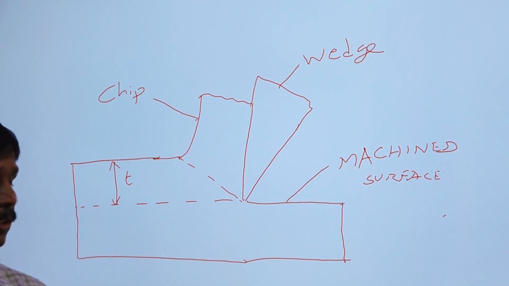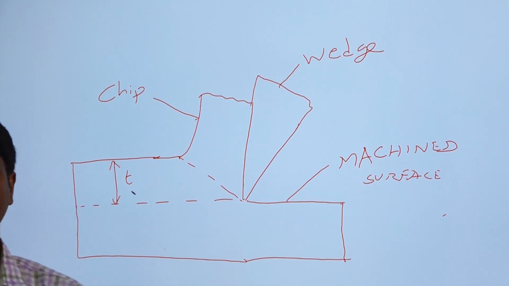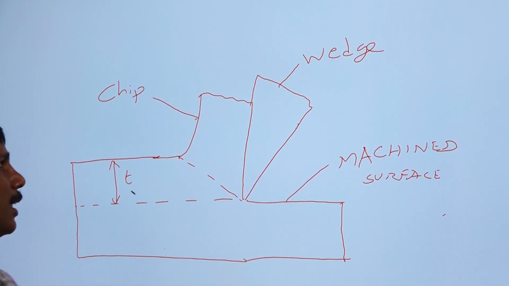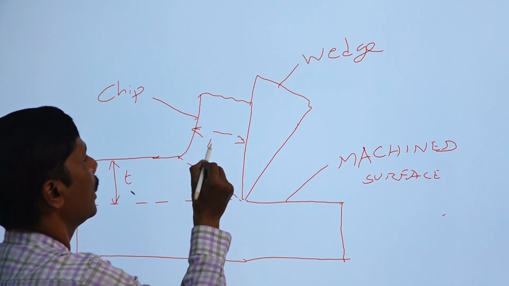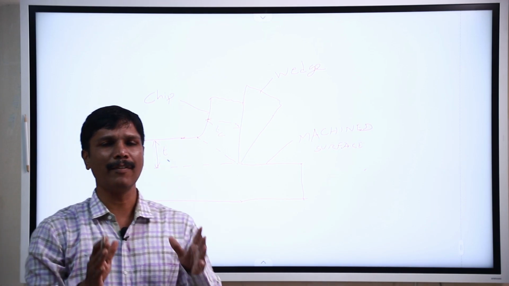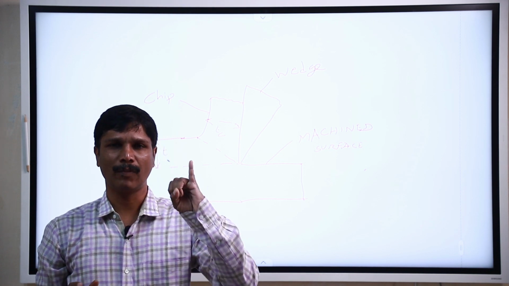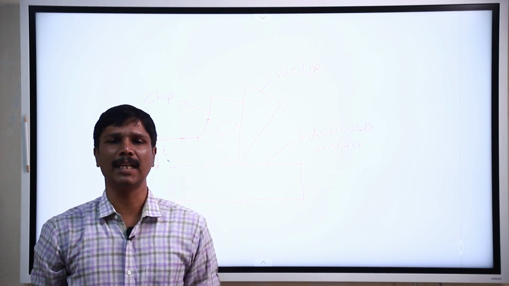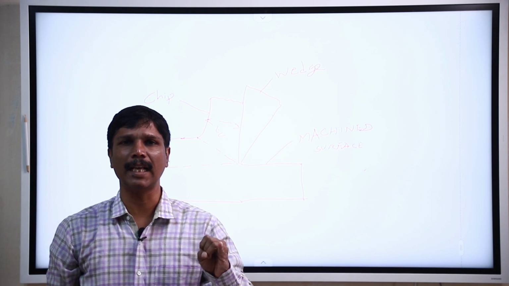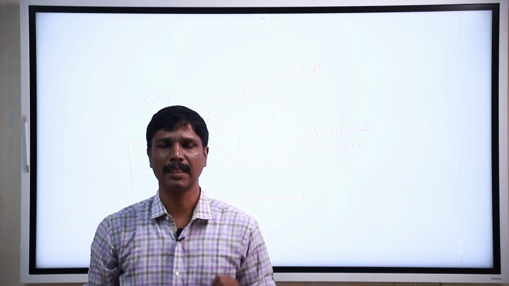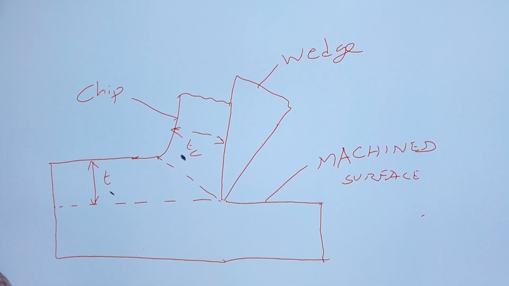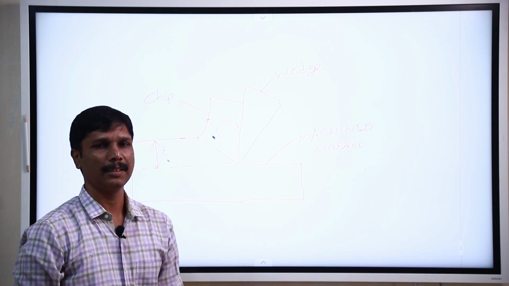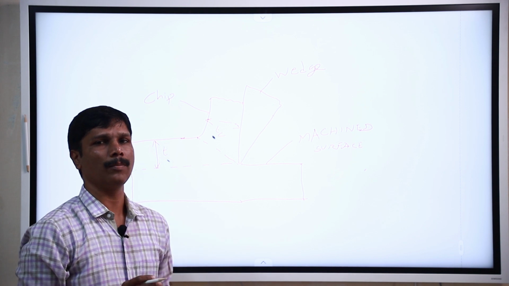uncut chip thickness. This one is notated by t. t is the uncut chip thickness, and this one is tc, the chip thickness. So we have two variables, students. The first one is uncut chip thickness, notated as t, and chip thickness is noted as tc.